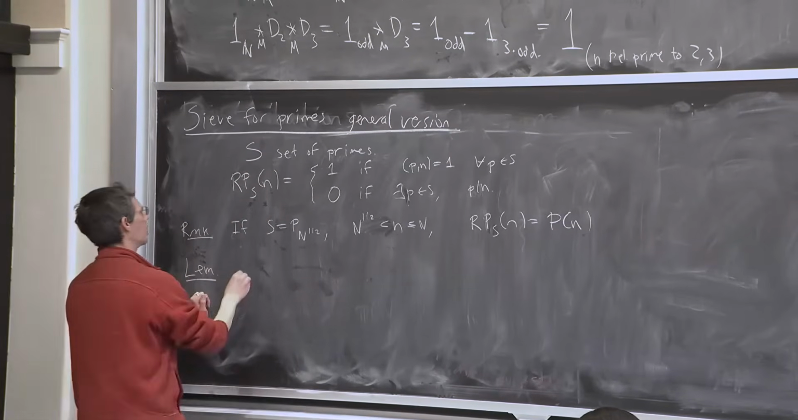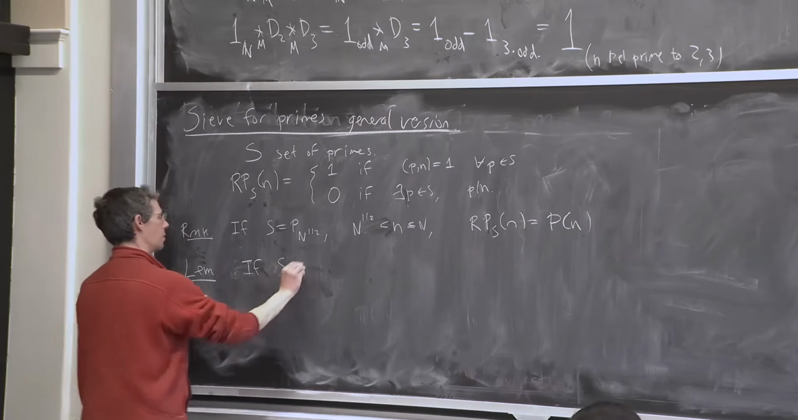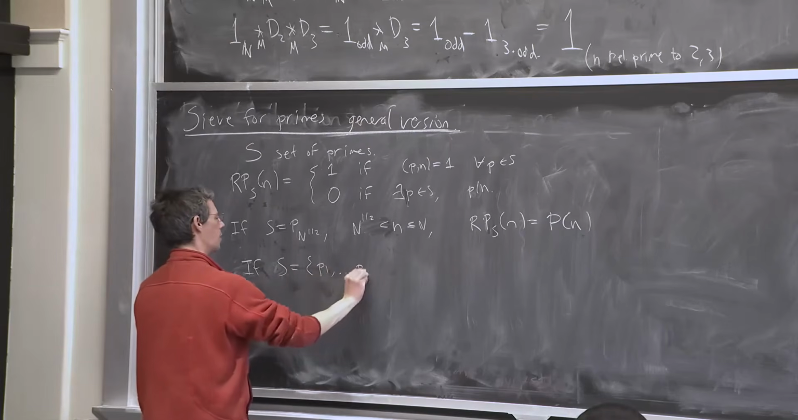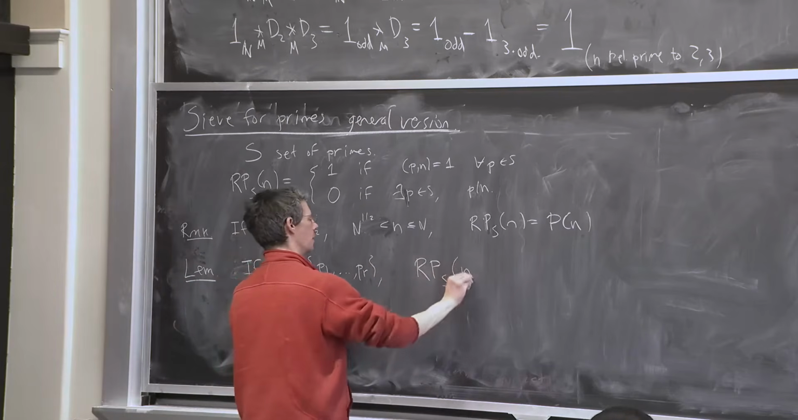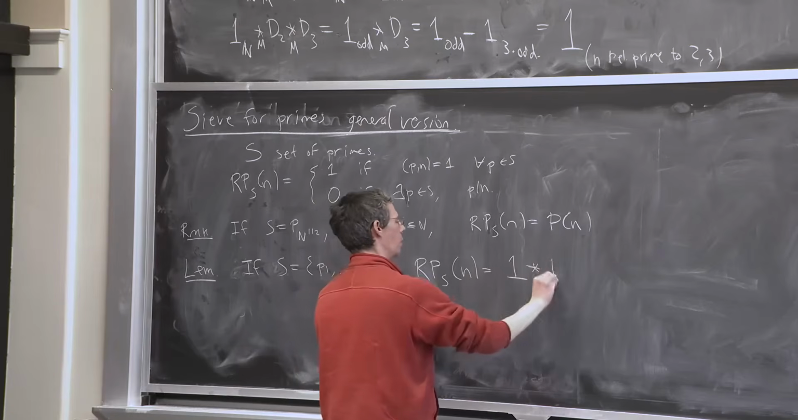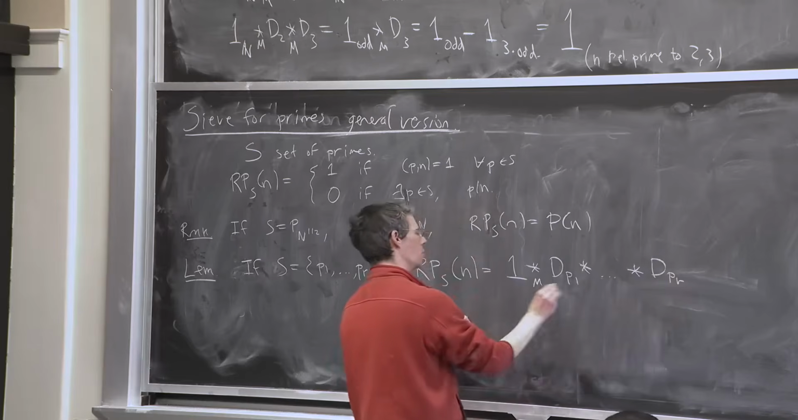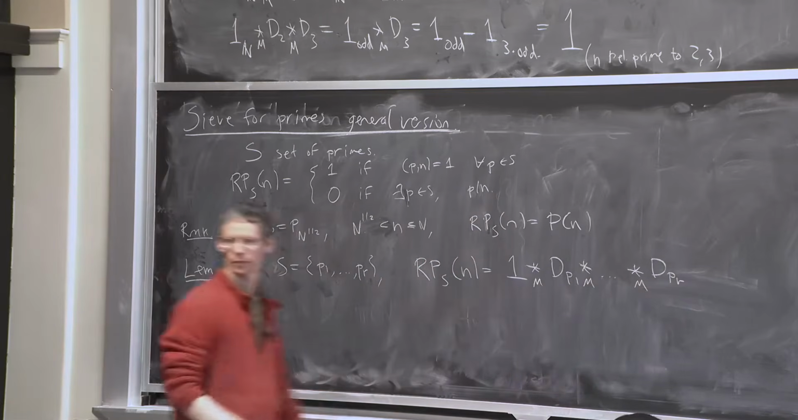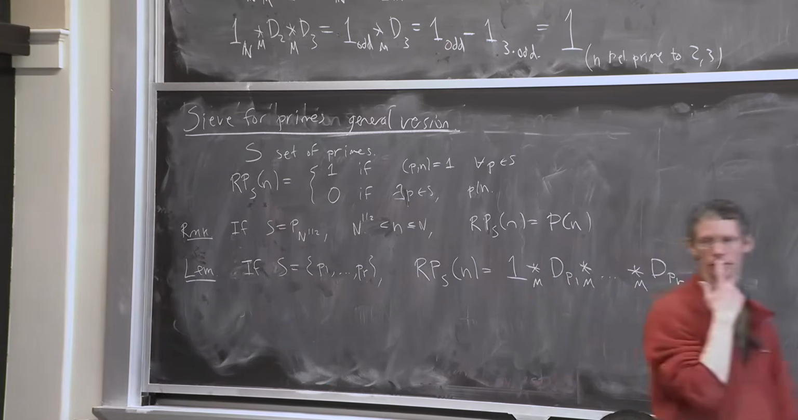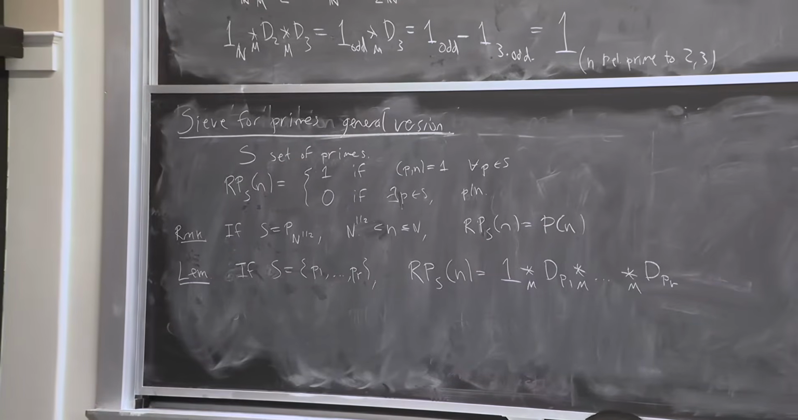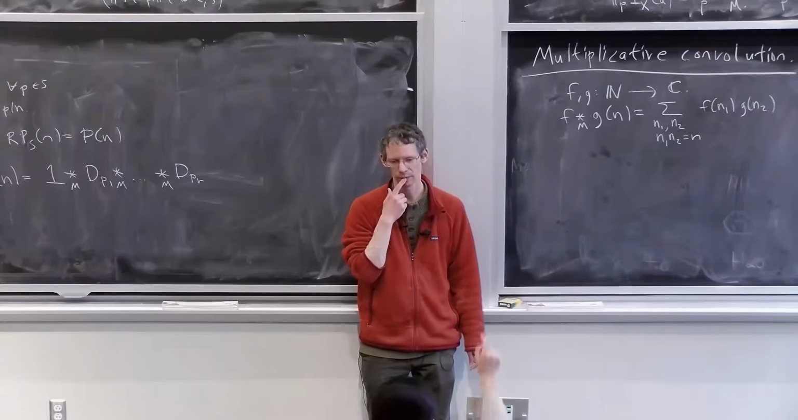So lemma, so if my set of primes is p1 up to pr, then relatively prime sub S of n is 1 convolved with dp1 convolved with dpr. These are all multiplicative convolutions.